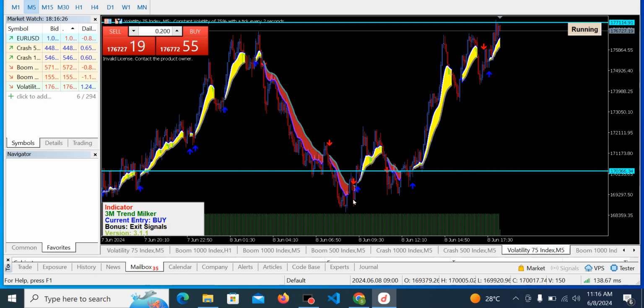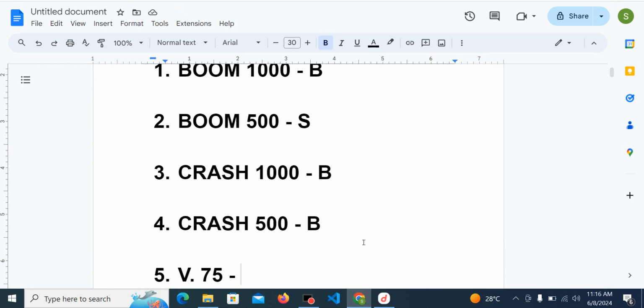V75 started an uptrend right from this support zone because it was unable to break out below it, got to this resistance zone, had a little pullback, and went back up to break out above it. It is approaching another major resistance zone. If it breaks out above it, it will keep on buying, but if it does not, it will go back on a downtrend. But for now it is still buying until it is unable to break out above the resistance zone, and if it's unable to break out from there, then it will go back into a sell trend.